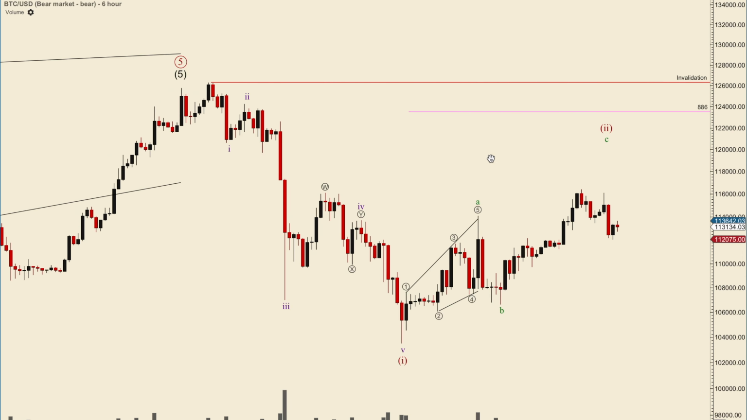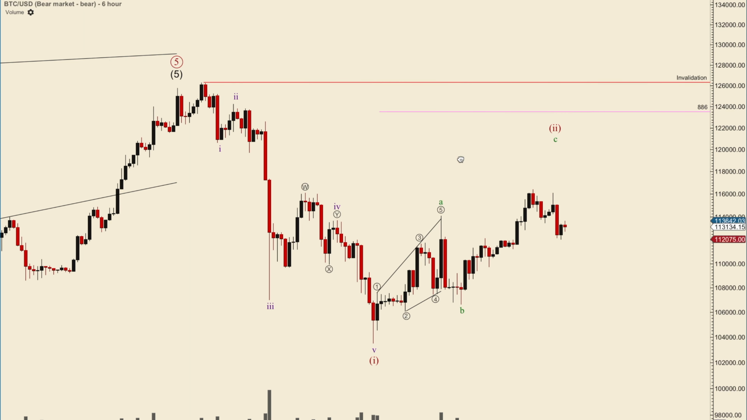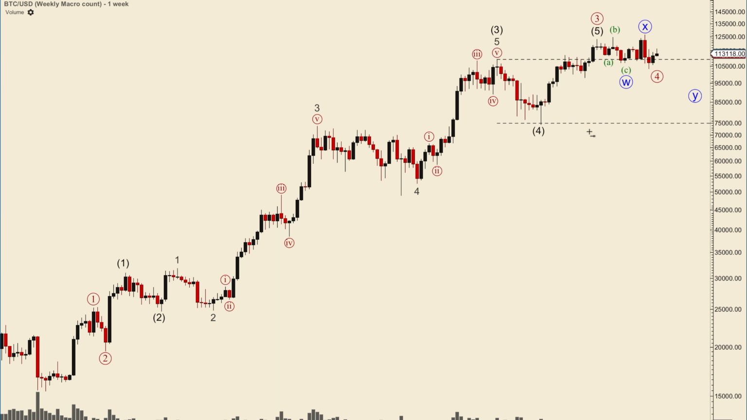The bear market, it's very much a possibility, but as I mentioned in the macro count, this has the lower probability because of the macro count. But right now, this could turn out into a deeper WXY to take out this, or take out to move into this zone basically. So you got to keep that in mind.